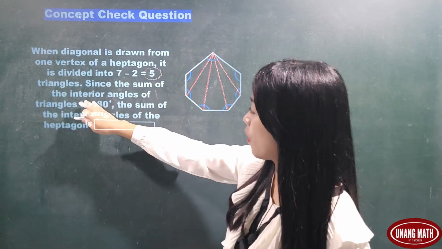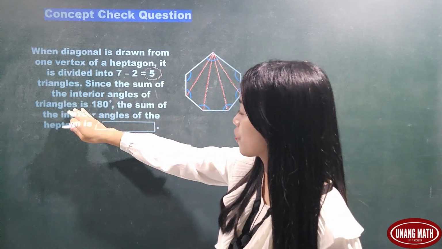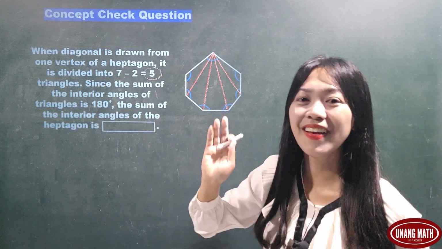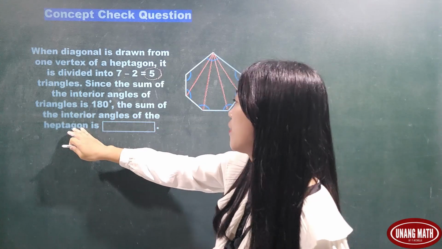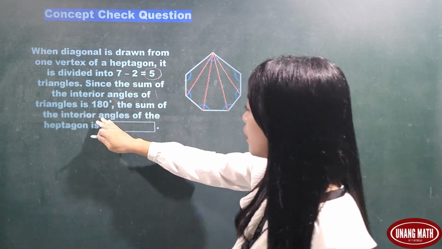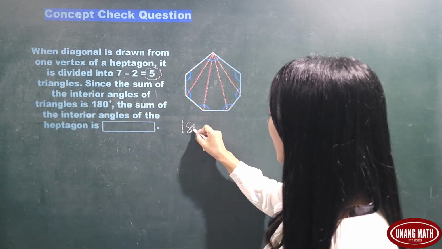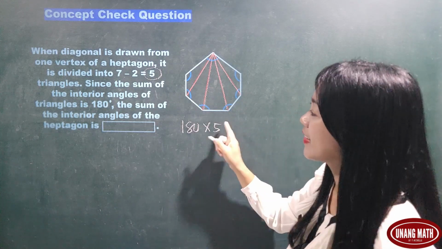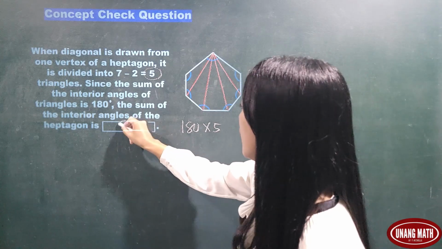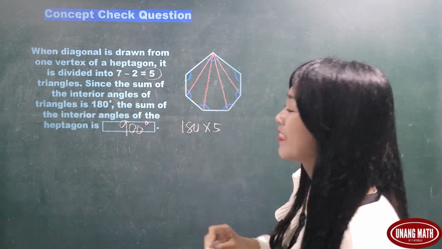Since the sum of the interior angles of a triangle is 180 degrees, then the sum of the interior angles of the heptagon is, so this is 180 degrees times 5. And this is equal to 900 degrees.